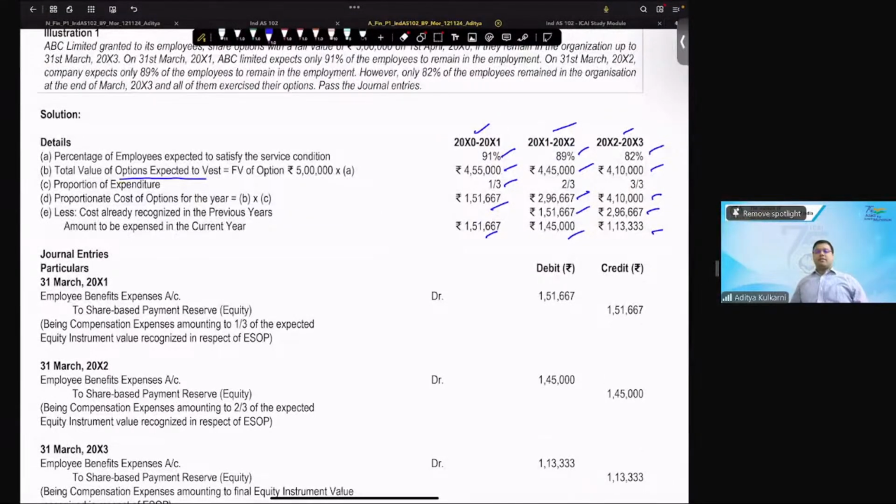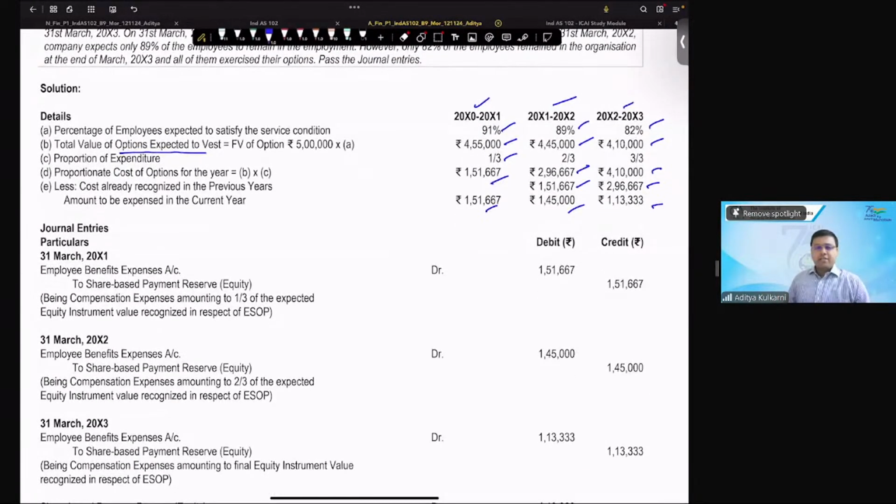Now, this is something that you would have done. Nothing very difficult. So employee benefit expense, this is a benefit for the employees. Employee benefits expense account debit, to SBP reserve, to share-based payments reserve, 1,51,667. Recall and tell me what you used to do in your guidance note in your intermediate. Where do you book this?